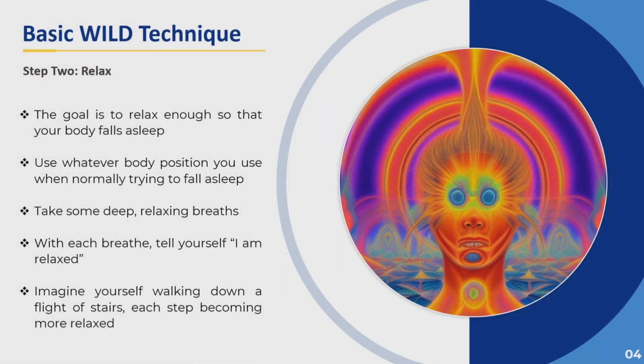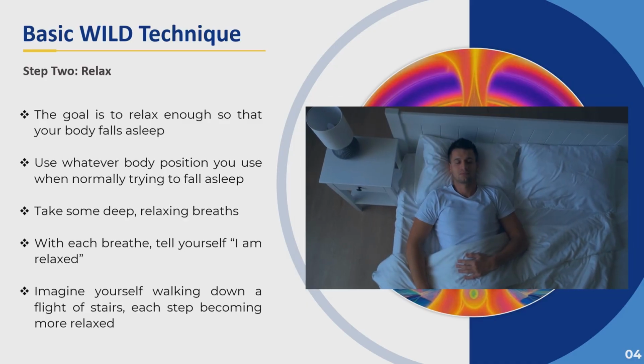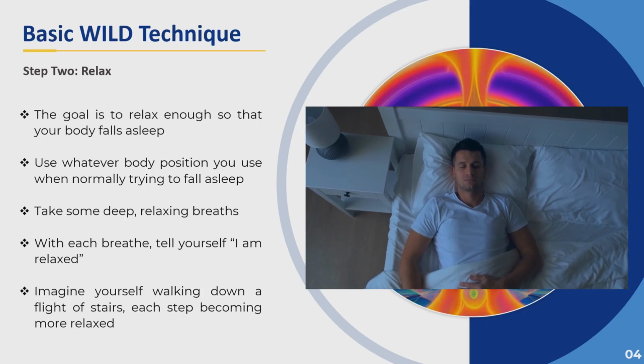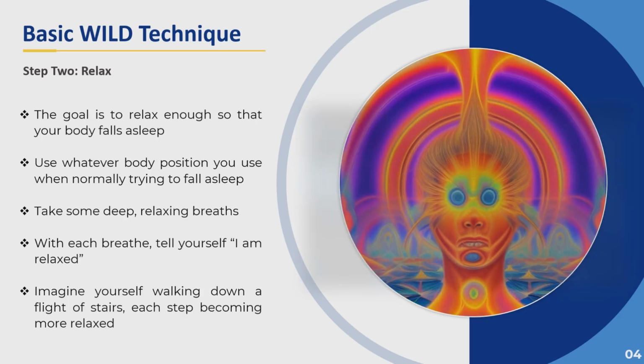At this point, you have chosen your target wake-up time, woken up, and spent 5 to 15 minutes rousing yourself before returning to bed. Now, you need to relax. Just remember, the goal here is to fall asleep, but consciously. Use whatever body position you normally use when trying to fall asleep. Listen to your body. Your body will tell you what position it wants to be in.